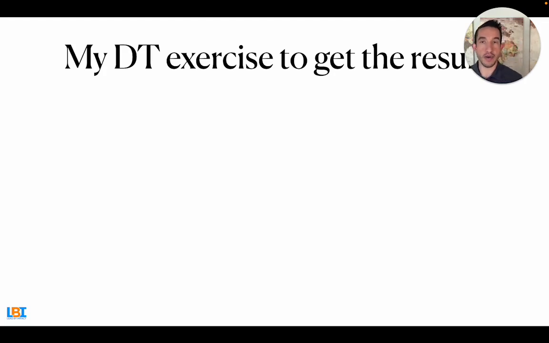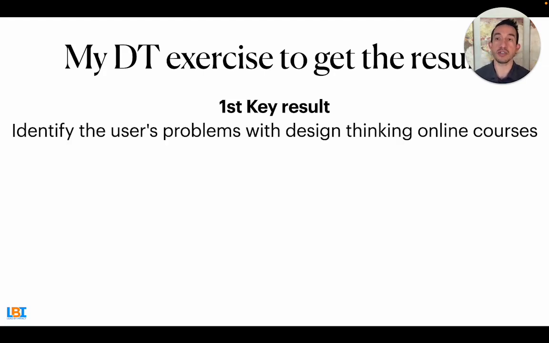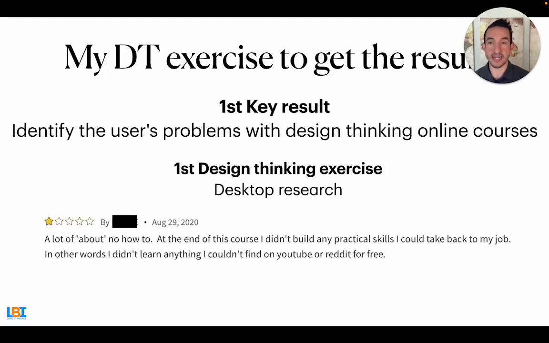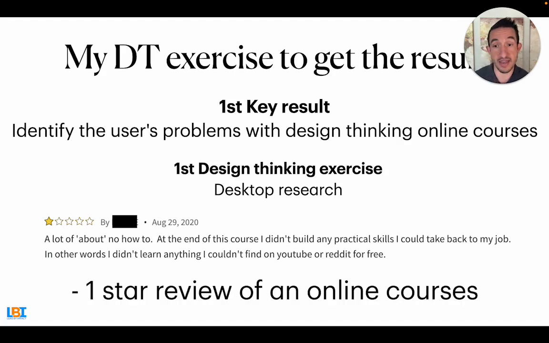So let's go a little bit more into the exercises I did to get the results. The first key result, identify the user's problem with design thinking online courses, right? That was the first thing I needed to do. So my first design thinking exercise was desktop research. Here's an example: "At the end of the course, I didn't build any practical skills I could take back to my job. In other words, I didn't learn anything I couldn't find on YouTube or Reddit for free." And this was a 1-star review of an online course.